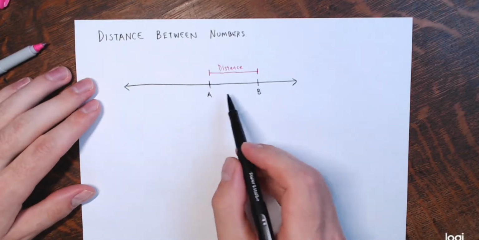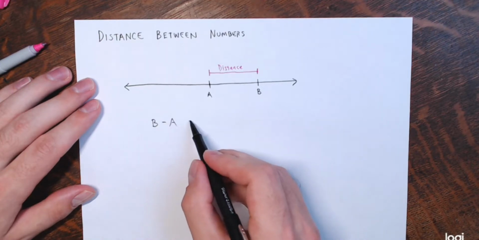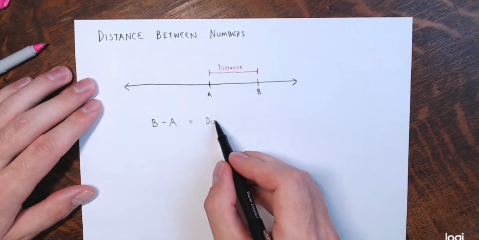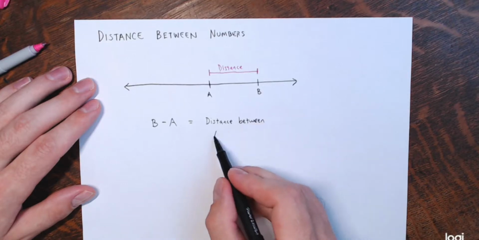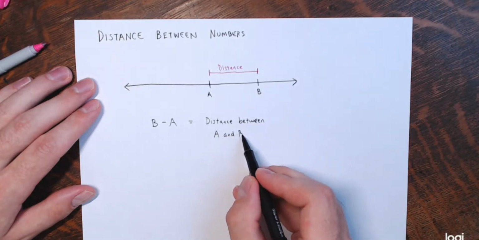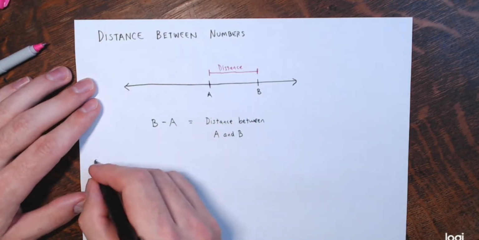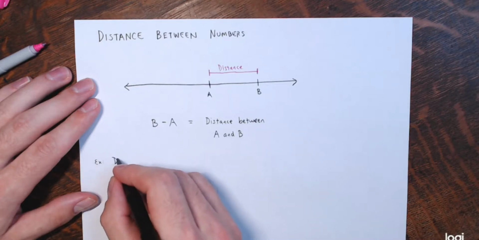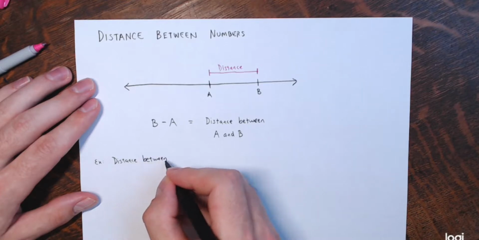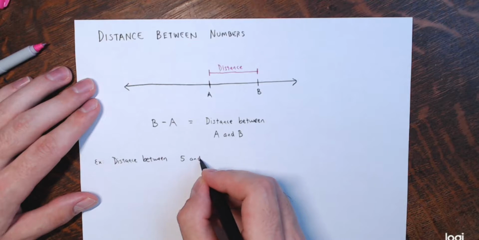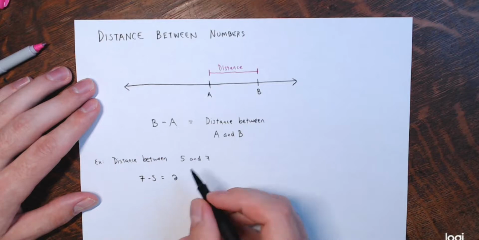And typically, you just do the right number minus the left number, right? B minus A equals the distance between A and B. But sometimes this doesn't end up being negative. What if I mess it up? So for example, what's the distance between 5 and 7? Now if you did 7 minus 5, that would be 2. That would be correct.